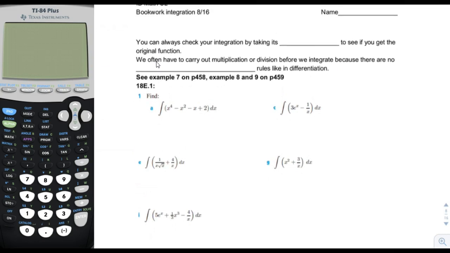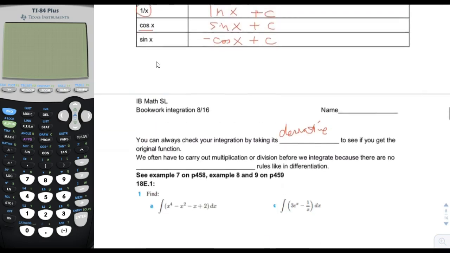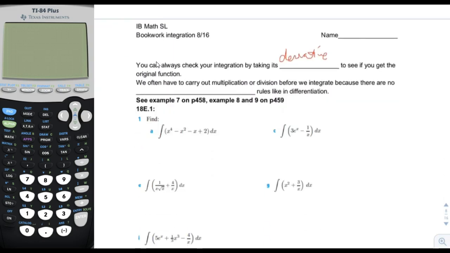You can always check your integration by taking its derivative to see if you get the original function. That's what we were just doing up there, remember? We often have to carry out multiplication or division before we integrate because there are no product or quotient rules like in differentiation.